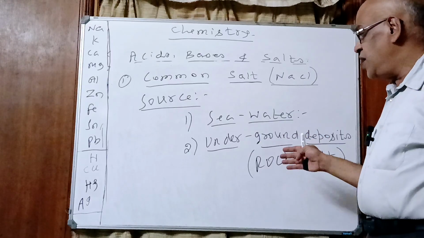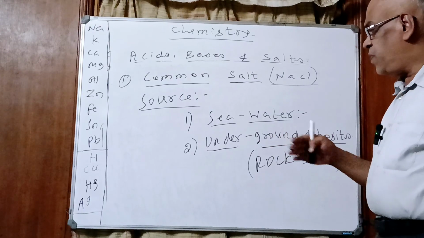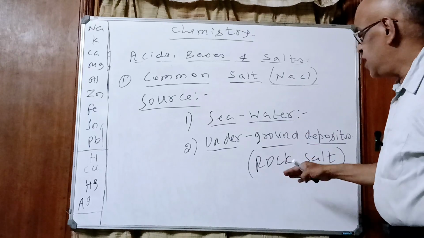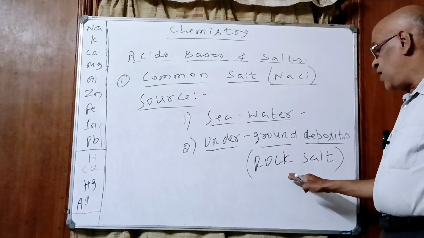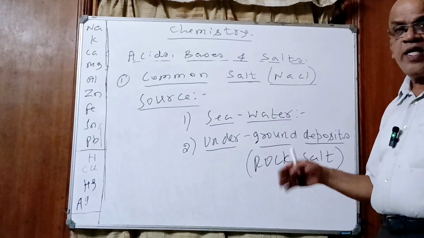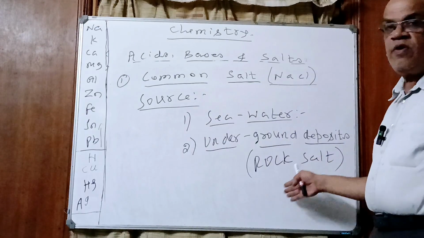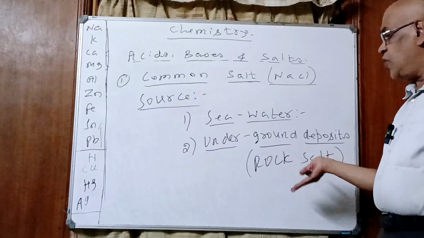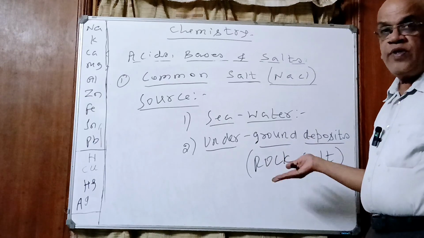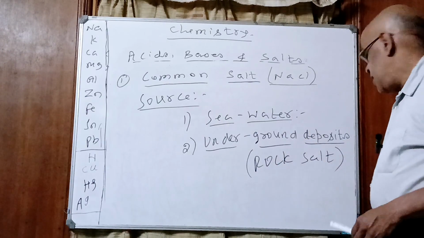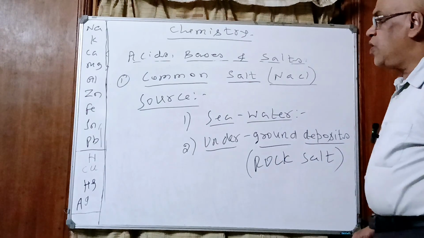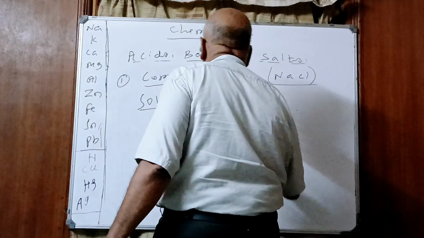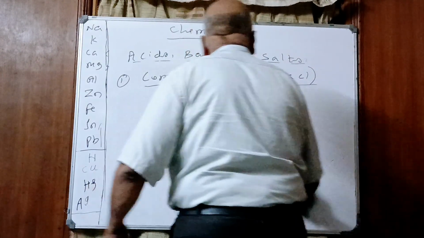Mining of what? Like we apply the process of mining for coal, no? Extraction of coal. The same method we use for mining salt from rock salt underground. This salt will be very impure. The impurities are removed. What we get is common salt, which is sodium chloride. This is about the sodium chloride source. One is seawater, the other one is underground deposit.